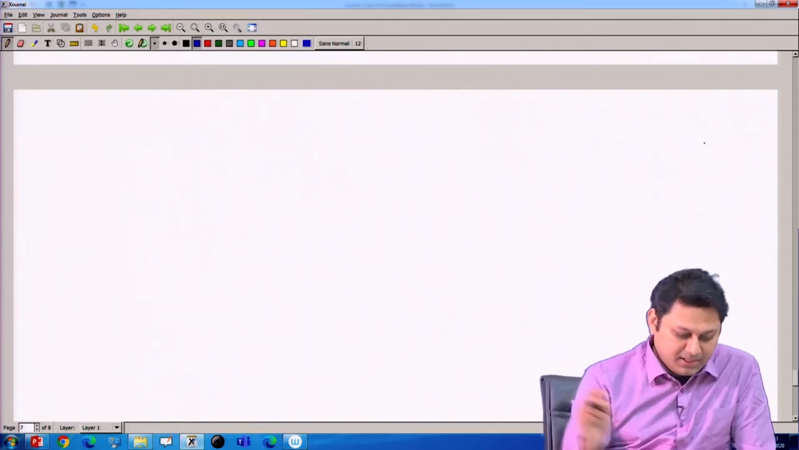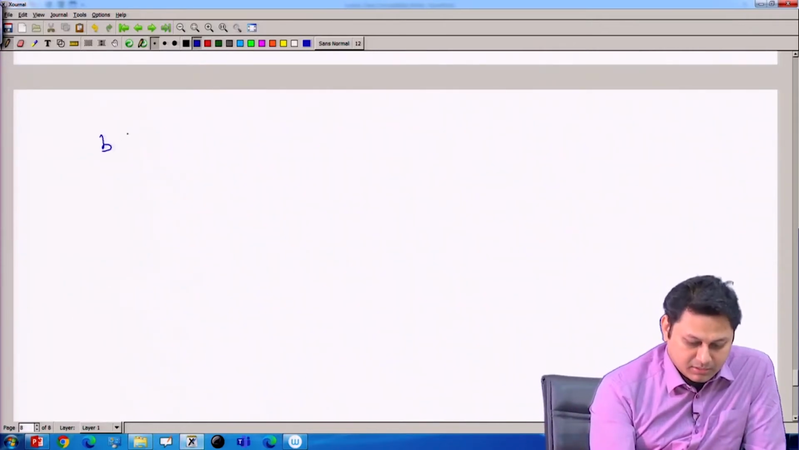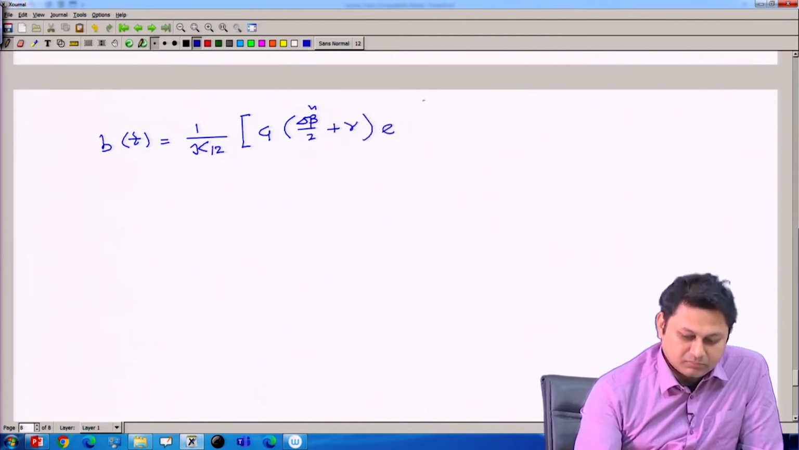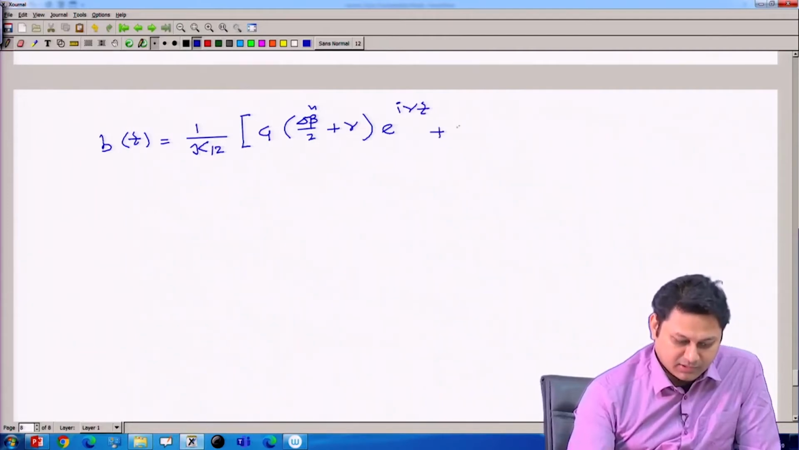So, I can calculate my B, and my B will be simply 1 divided by kappa 12, then C1 delta beta tilde divided by 2 plus gamma. This calculation is a little bit lengthy, but straightforward. I suggest all the students please go through the calculation at least once, and then you can realize how one can extract all the information starting from Maxwell's wave equations.